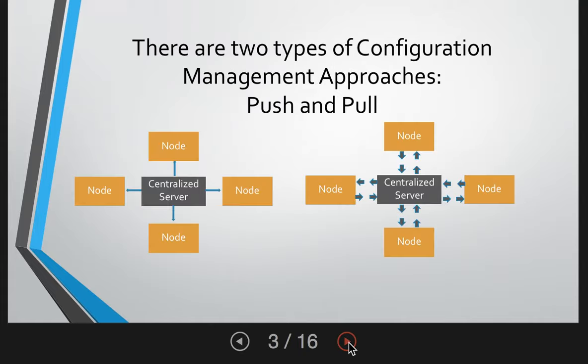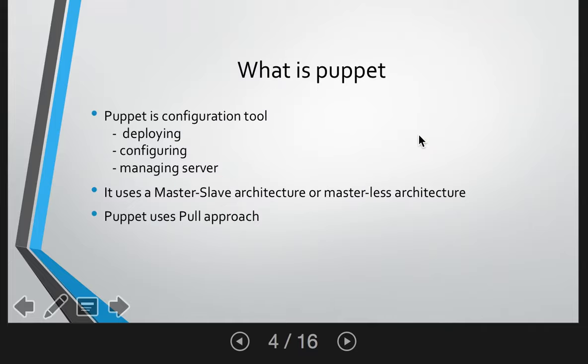The two types of configuration management approaches are push and pull. In push, a central server contacts the nodes with updates periodically, and in pull, nodes request updates from the server using an agent, and the server replies to them with updates if there are any. Puppet is a configuration management tool that uses the pull approach. It uses master-slave architecture, and it can also work with masterless architecture.